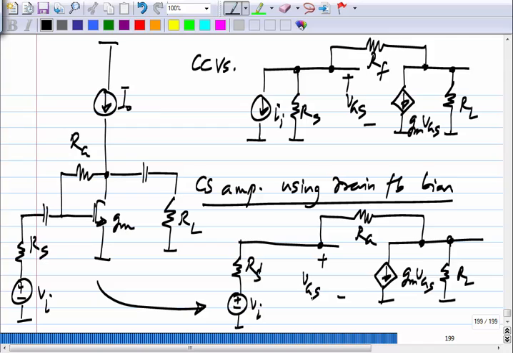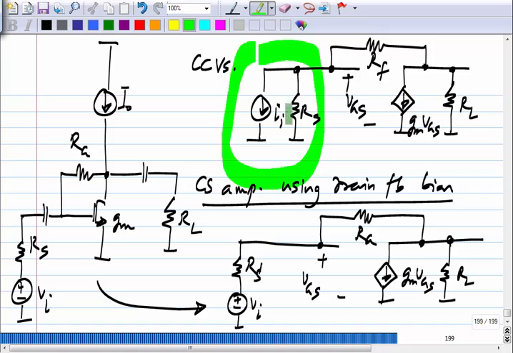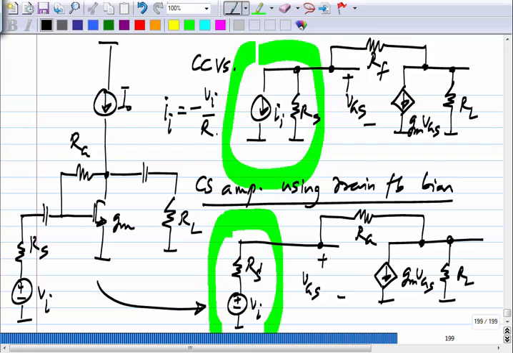Okay, do these circuits look the same? Are they the same? Yes or no? What's the difference? The first thing that is different is that this is represented as a current source in parallel with a resistor, and here we have a voltage source in series with the resistor. Okay. All we need to see is that II will be minus VI by RS because of the way the polarities are chosen. Okay. So, we can go back to this circuit and use the formulas we derived earlier.